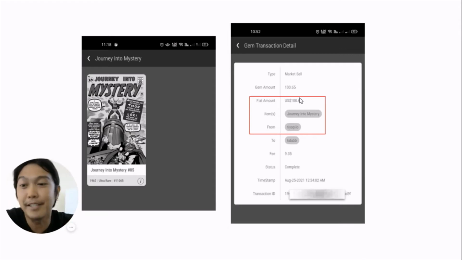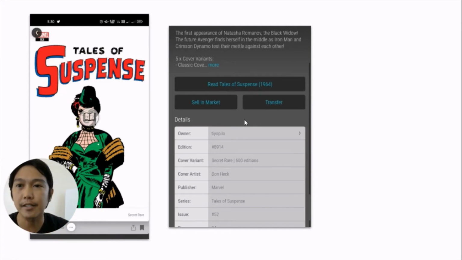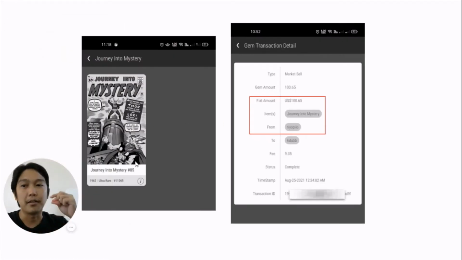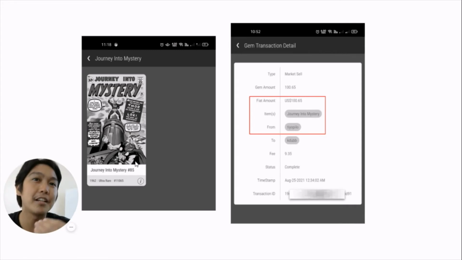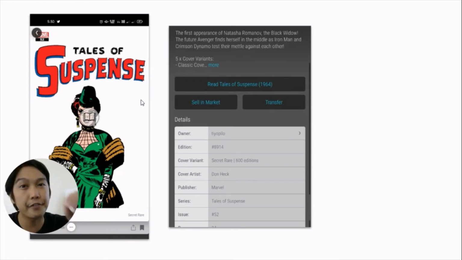And this one is one of my biggest wins in terms of NFT flipping: Tales of Suspense. I mentioned that if you buy a mystery box, you have the chance to get common, uncommon, rare, ultra rare, and secret rare. I paid $7 for a digital comic and got a secret rare, Tales of Suspense. This is the Marvel Comics first appearance of Black Widow. I bought it for $7 and got this secret rare.